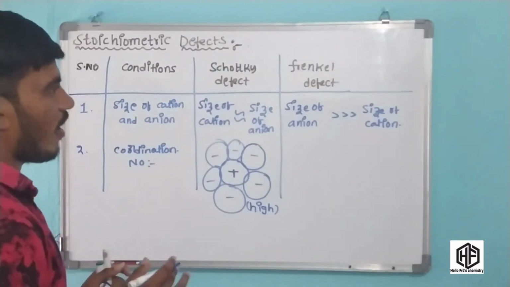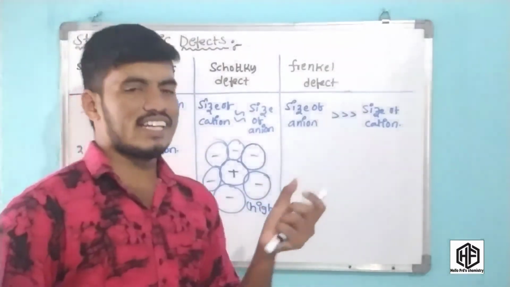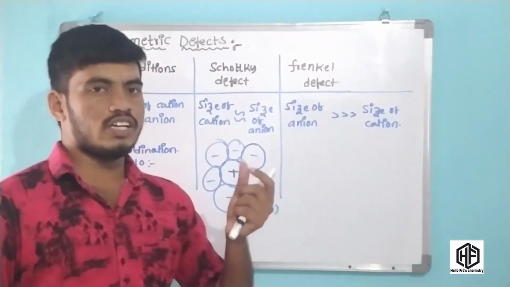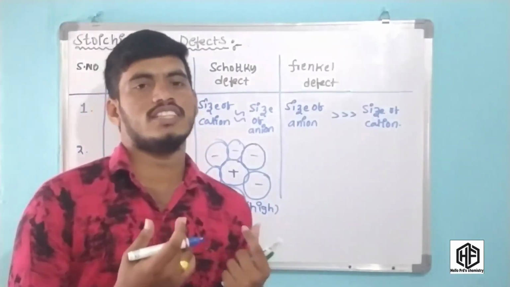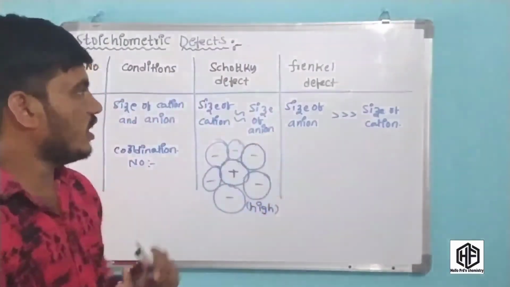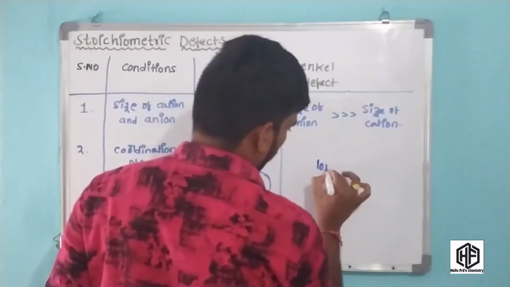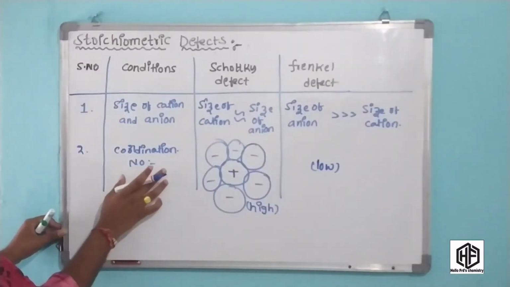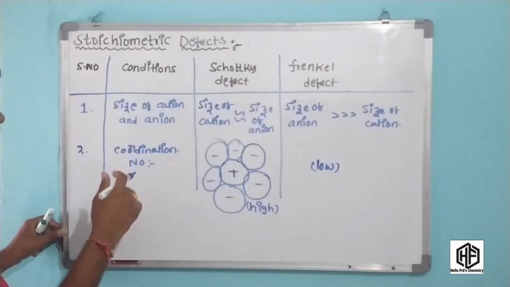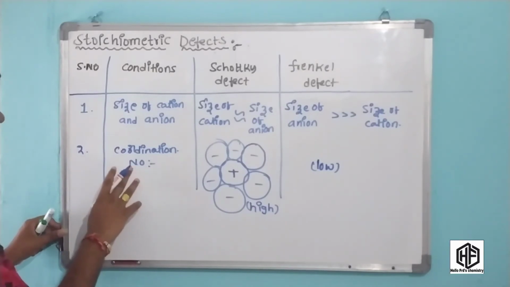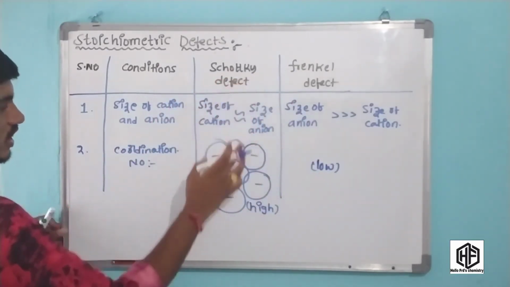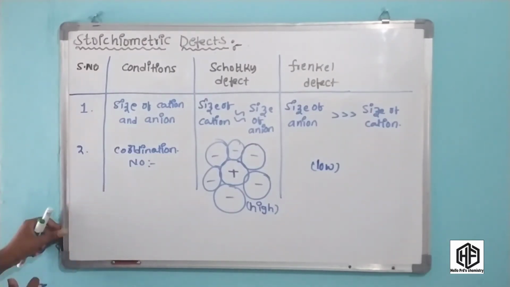But in this case, Frenkel defect, whenever the cation size is very small, what happens, friends? It means the nearest neighbors are fewer. Okay, friends, it means the coordination number is very low in this Frenkel defect. These are very important points, friends. What is coordination number? Coordination number is the number of nearest neighbors, the atoms it touches. In coordination number, Frenkel defect is low and Schottky defect is high. Okay, friends, this is the second condition.